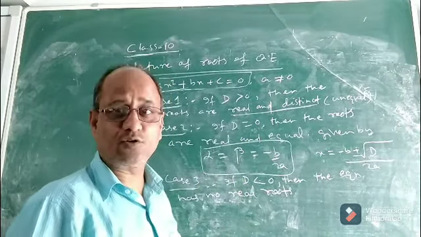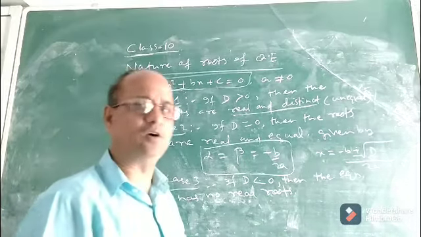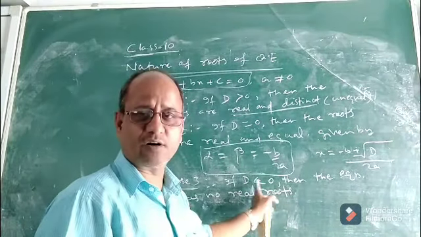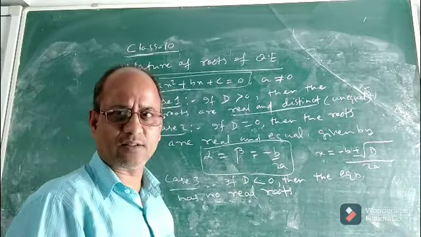And for the two roots alpha and beta to be not real, it will happen when D is less than 0, or the discriminant is negative. Okay, so these are the three conditions.